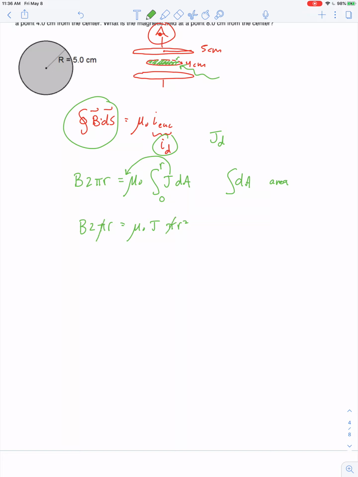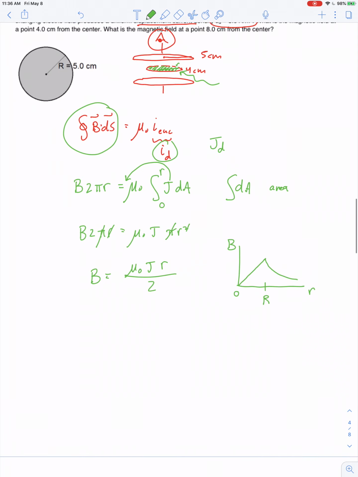We can cancel the pi, cancel one of the values of r. So we have the magnetic field is equal to mu naught j r over 2. And all that's saying is if we make a graph of magnetic field strength versus r, from the center of this circular parallel plate capacitor to the edge, the magnetic field grows linearly. I'm going to guess from there onward it drops off as 1 over r.